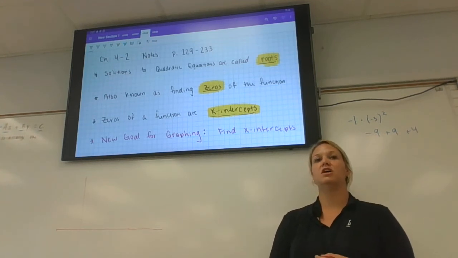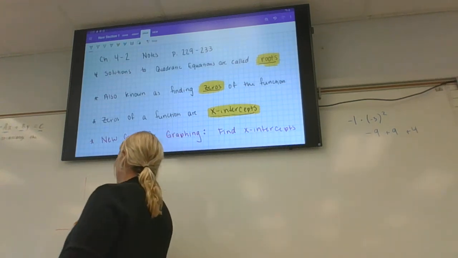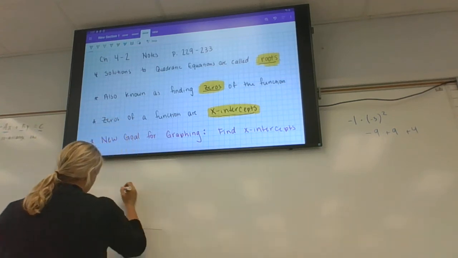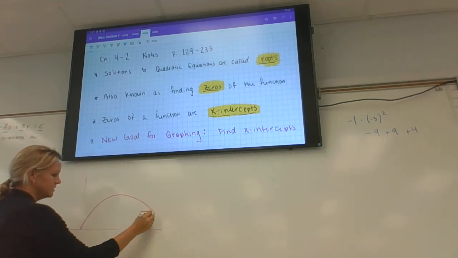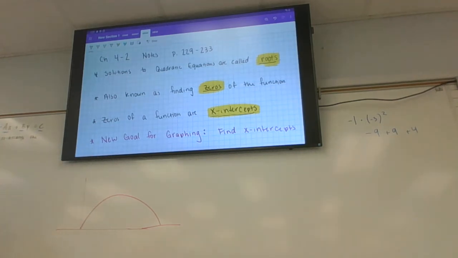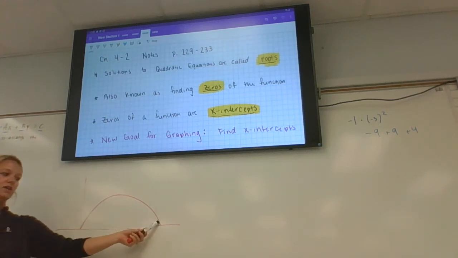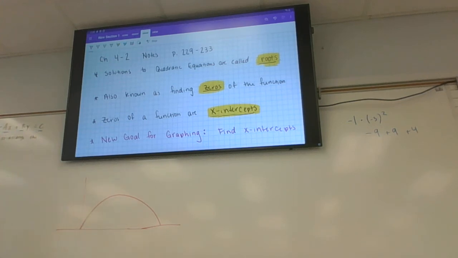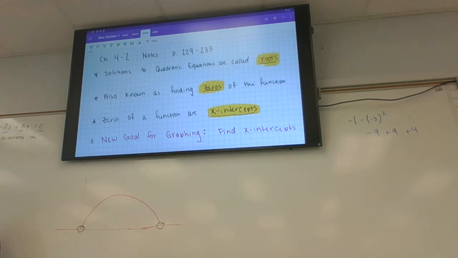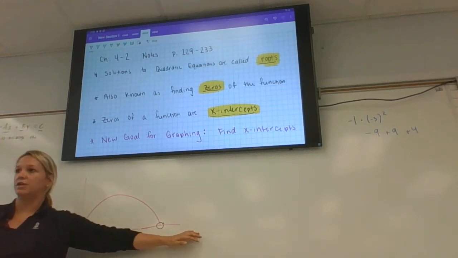Bridges. Bridges are often parabolic. Okay, that's one of the worst parabolas I've ever drawn. So bridges are often parabolic, and a quadratic equation, as simple as it may seem, models the archway of all of these parabolic bridges. They're all over the world. If you know the x-intercepts, you know the distance across the bridge.